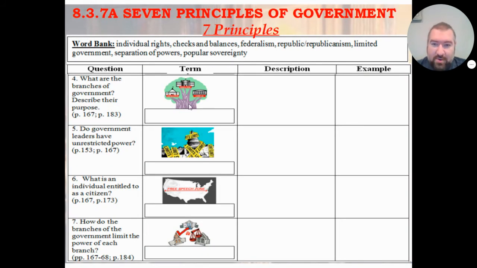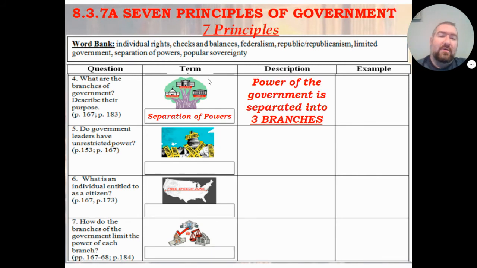Next, up here we have what looks like some sort of tree, and it's got parts of government on it. Once again, this is going to be separation of powers. You will notice these don't overlap. They are all part of the same tree, but they don't share powers. These powers are distinct and separated. So, power of the government is separated into 3 branches. That's the main thing you need to remember about separation of powers.